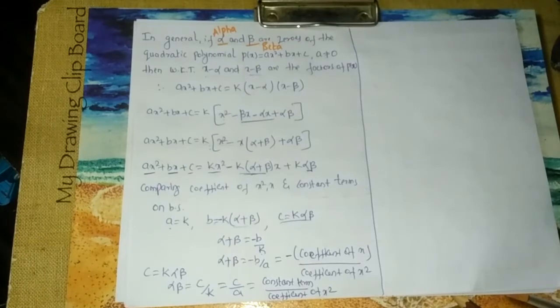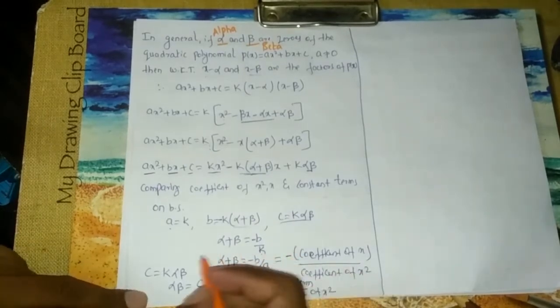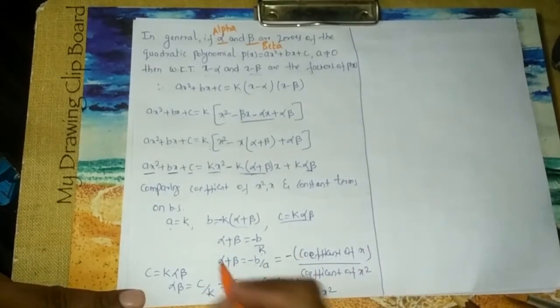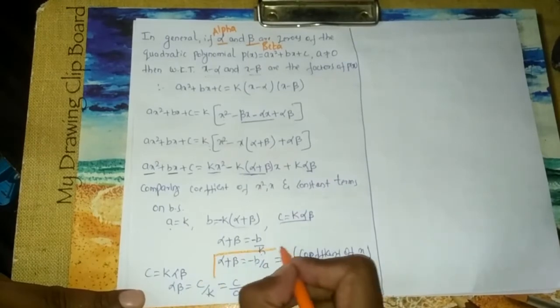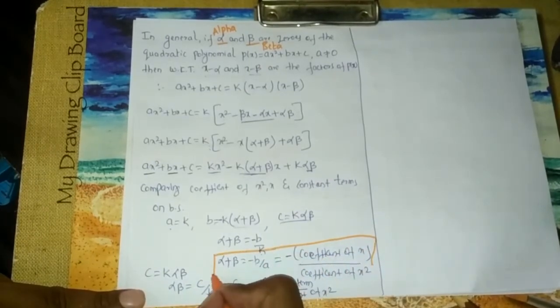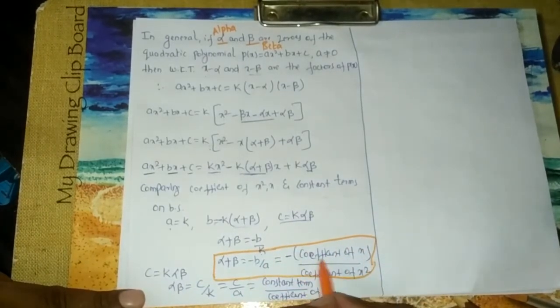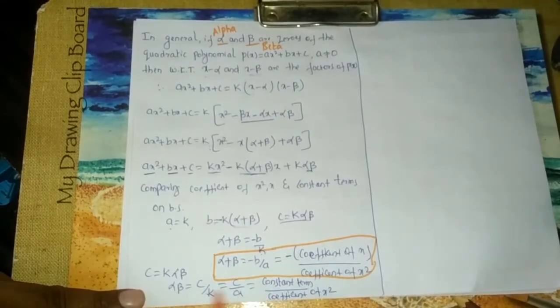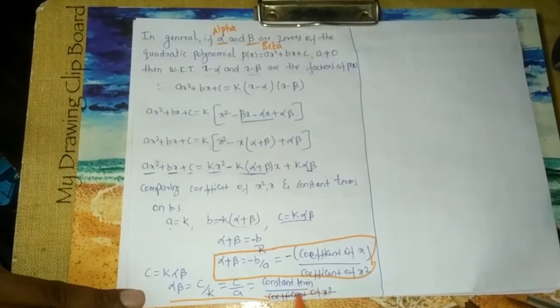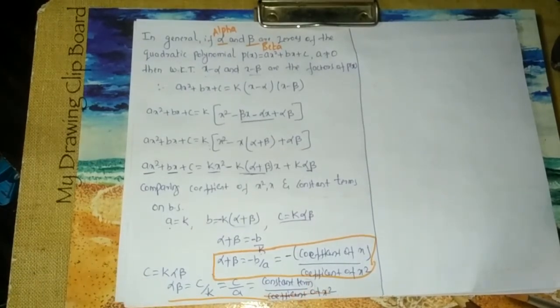So the sum of zeros will give us minus coefficient of x divided by coefficient of x square, and product of zeros will give us the constant term divided by coefficient of x square.